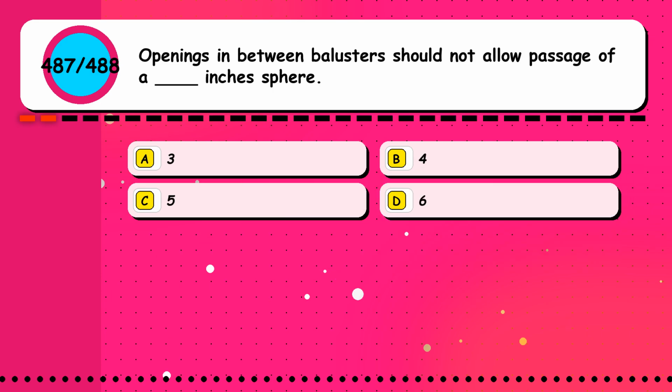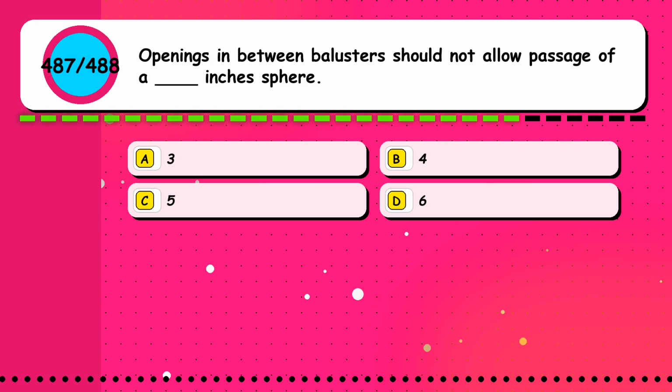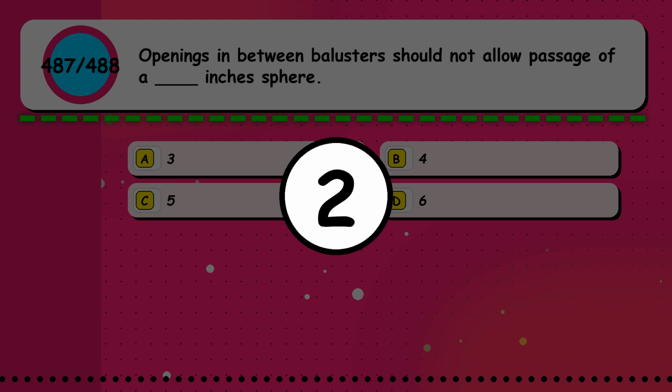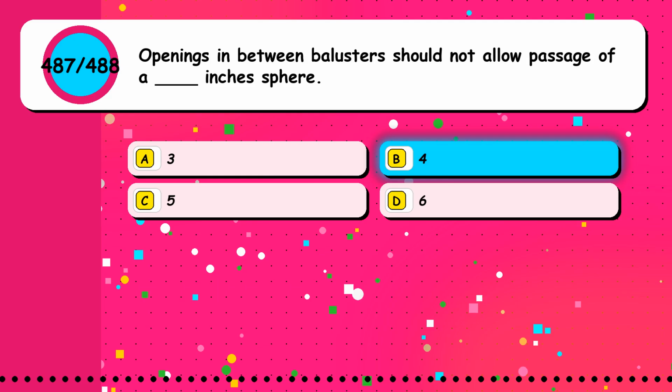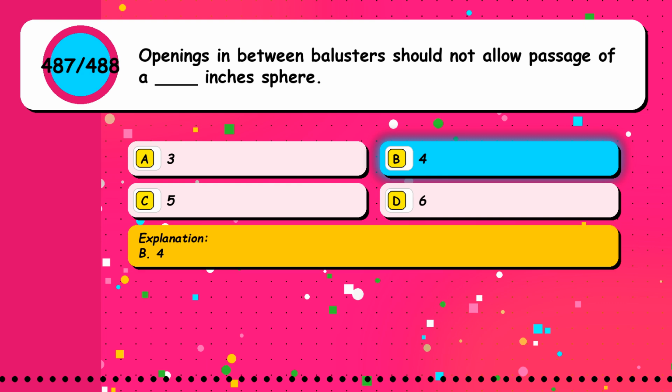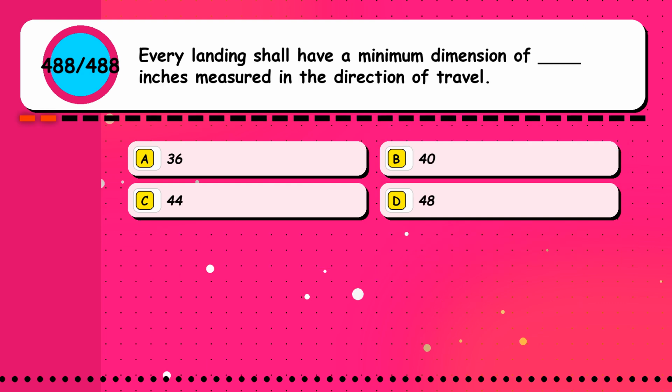Question 487. Openings between balusters should not allow passage of a blank-inch sphere. Option A, 3. Option B, 4. Option C, 5. Option D, 6. The correct answer is option B, 4.